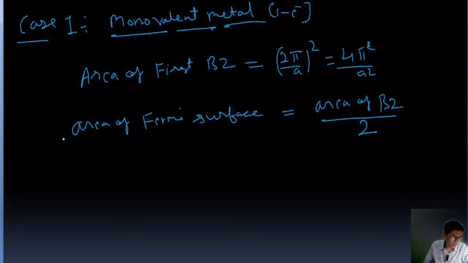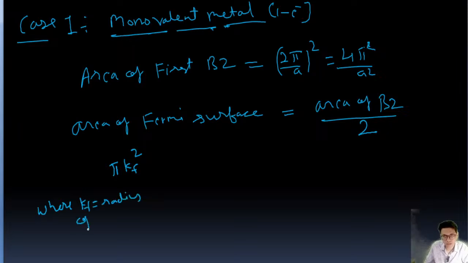Now, the area of the Fermi surface we can write as pi kF square. Here you need to understand that this is the Fermi surface in the reciprocal lattice, in momentum space. So kF is the radius of the circle, where kF equals the radius of the circle.